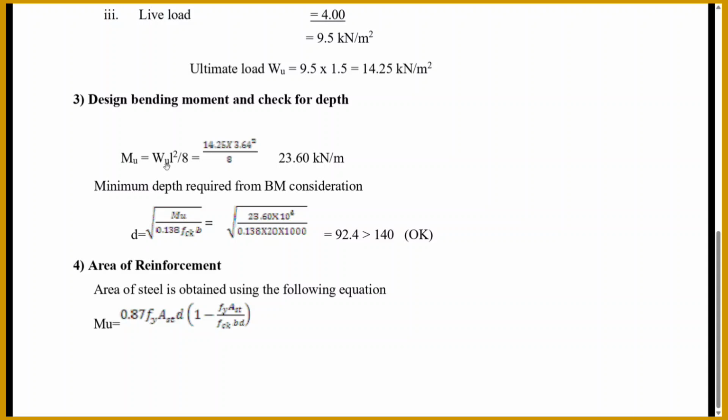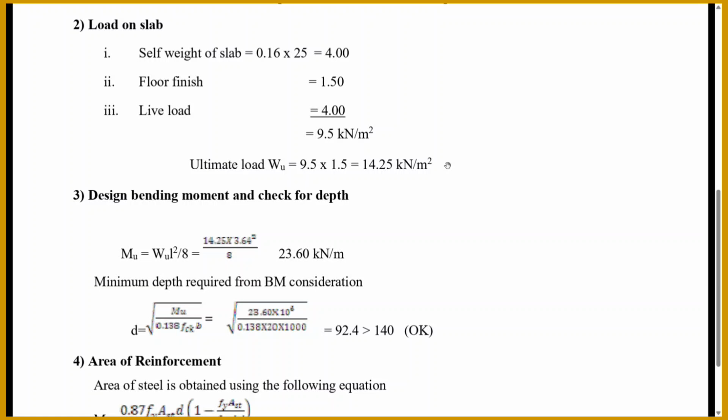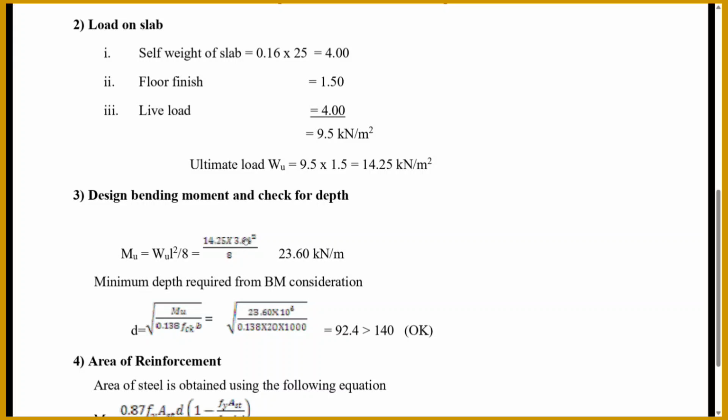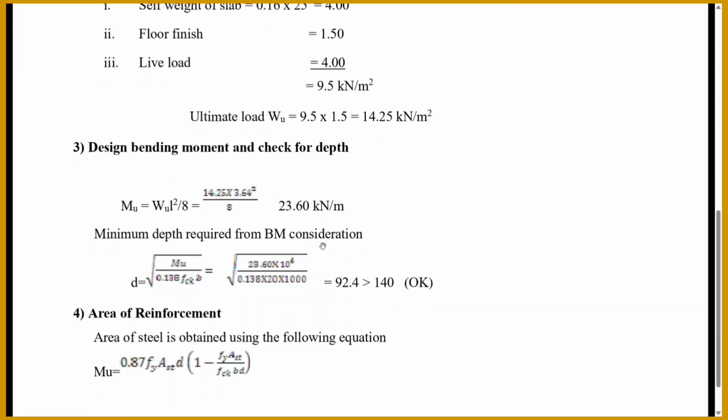As our slab is simply supported, the bending moment formula for the slab is WL square by 8. So Mu is equal to Wu L square by 8. We will derive the W from 40.5. Our effective length L is 3.64, so this is 6.64 square upon 8. So 23.60 kilonewton meter comes.